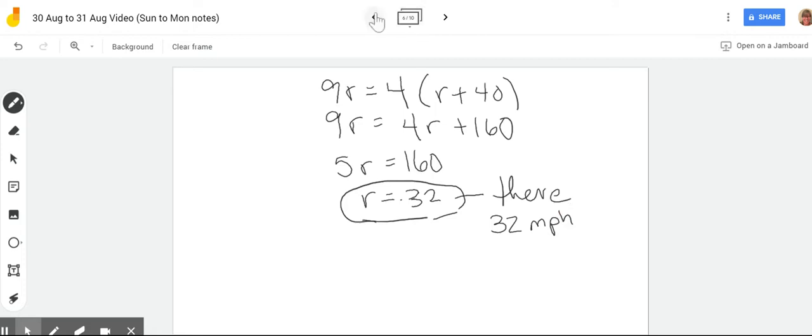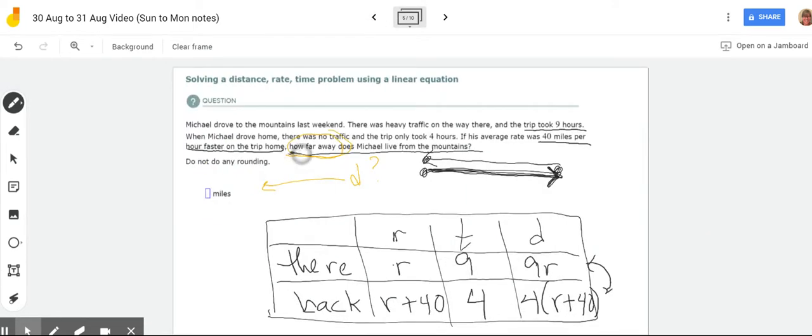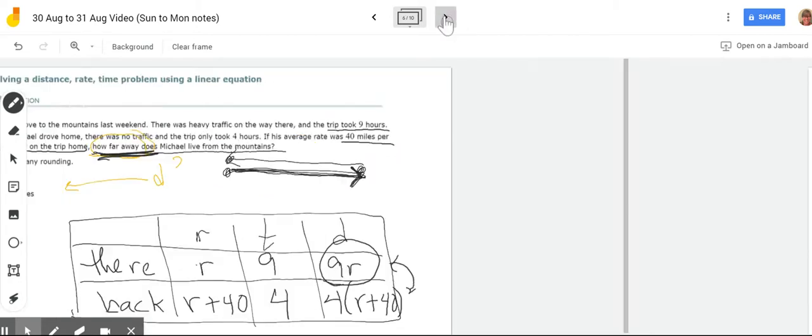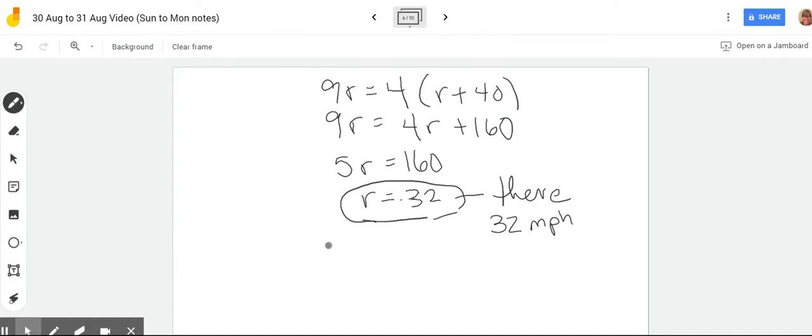Well, they didn't ask us for rate. They asked us for distance. So you've got to go back and plug it into this right there, 9R. That's the distance there. You could plug it into the way back, but, well, no, you can't. You'd have to figure out the rate back. Okay, so 9 times 32. 9 times 2 is 18, 288 miles.